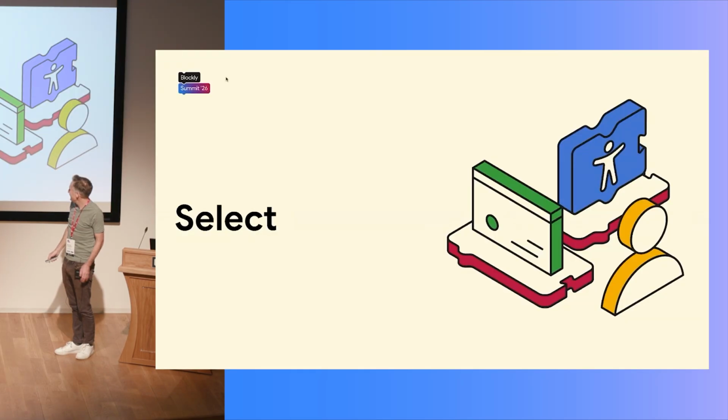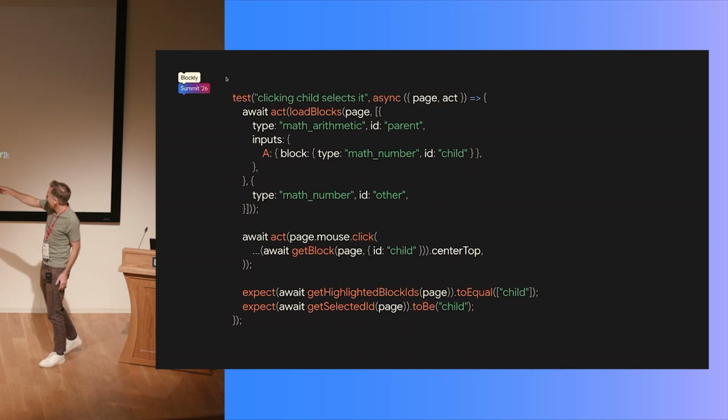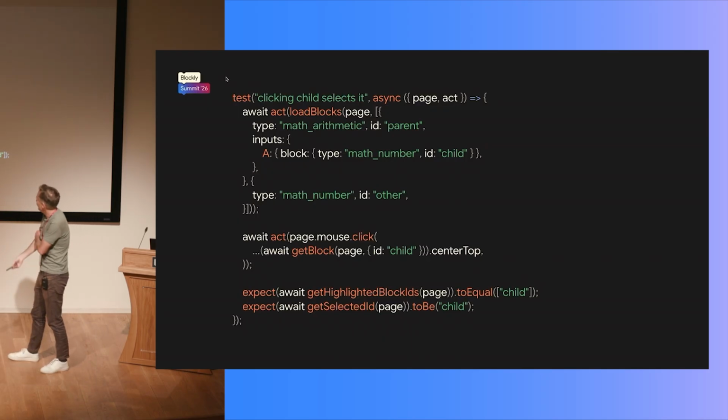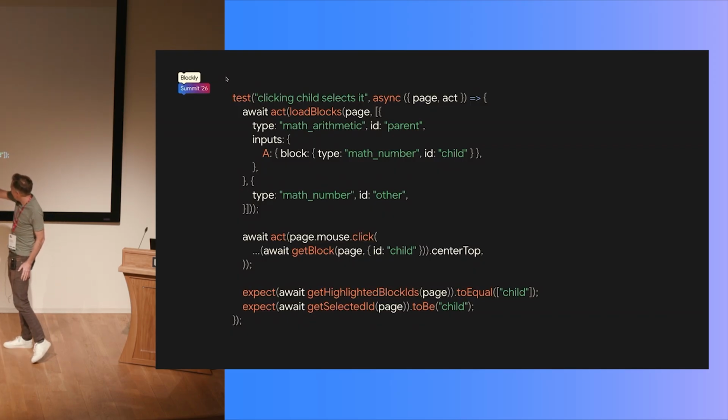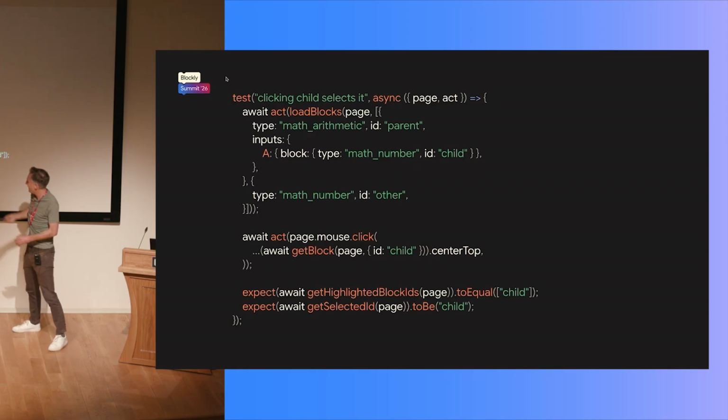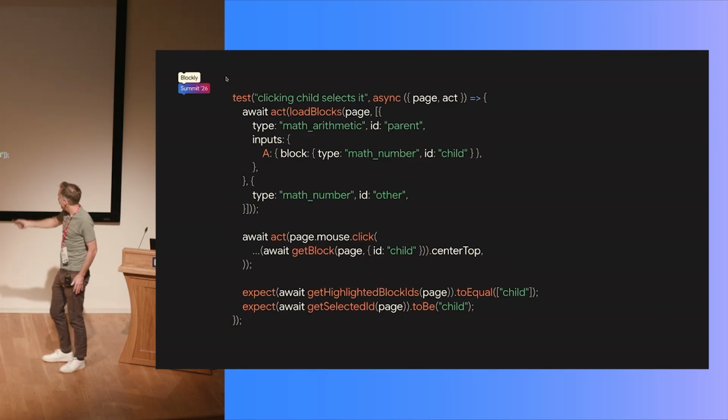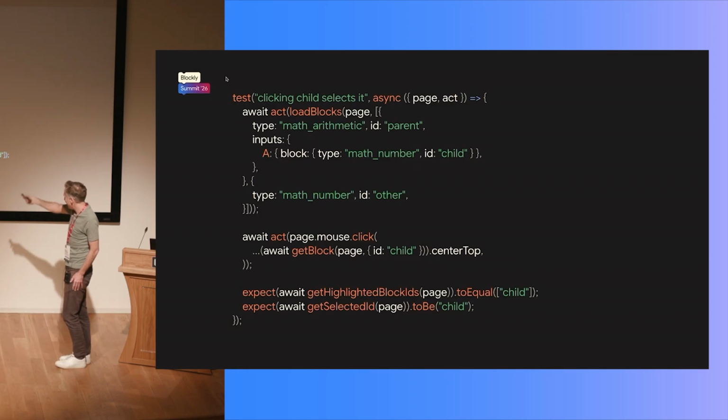And here are the tests here. So this is a select test. This is where it gets easier to read because of the helpers. So clicking a child selects it. You load your blocks, and then you just use get block to find the child by ID. We want to click the center top. And you can check that it's highlighted.